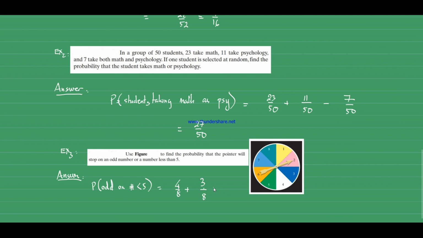And we subtract the number that is odd and also less than 5, so it's only 1 and 3, so it will be 2 over 8. So you're going to end up with 5 over 8. That's the probability.